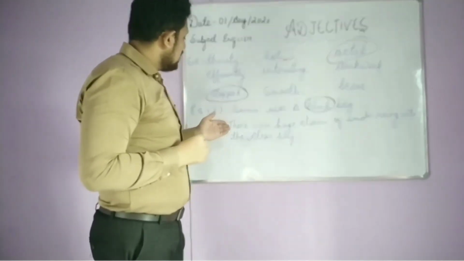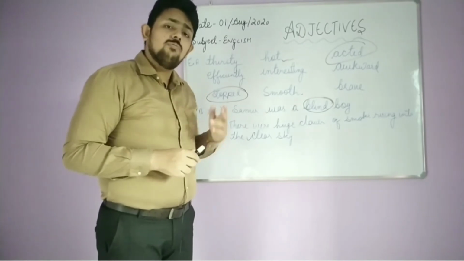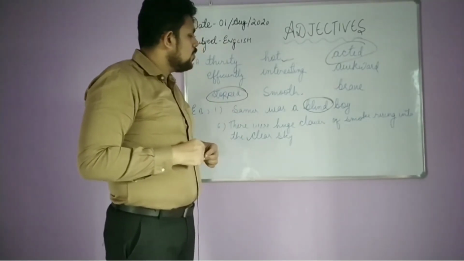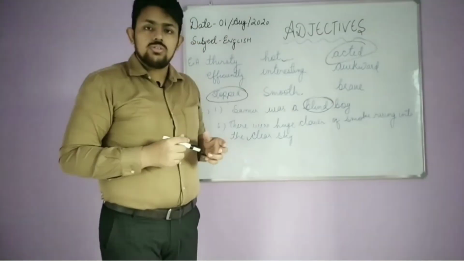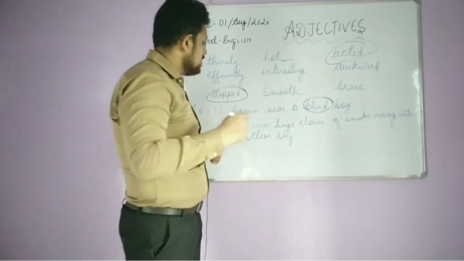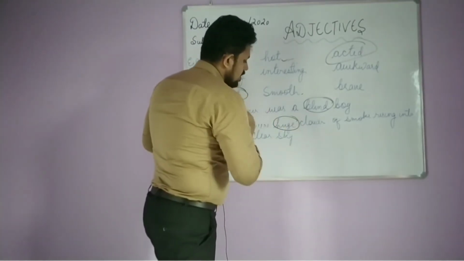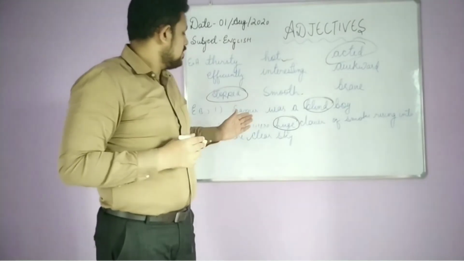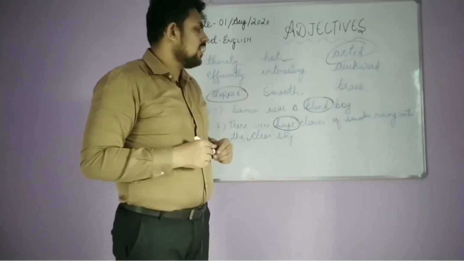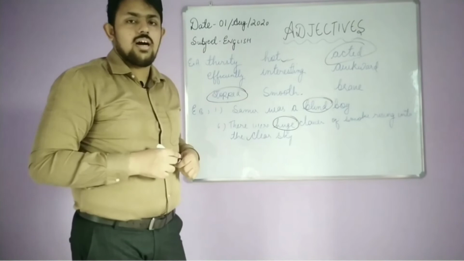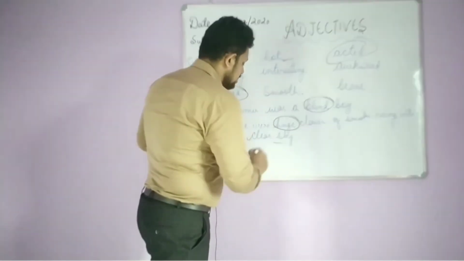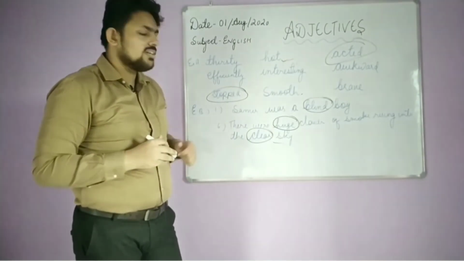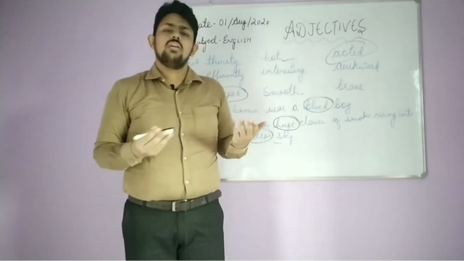Now we have a sentence where we have more than one adjective. So how do we find that out? See, there were huge clouds. Clouds is a noun, and huge is modifying it. So huge is being circled here. There were huge clouds of smoke rising into the clear sky. Here again, sky: the quality of the sky is that it is clear. So again you will circle it. Like this you have to circle the adjectives.